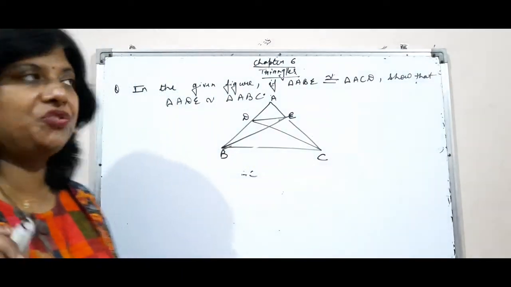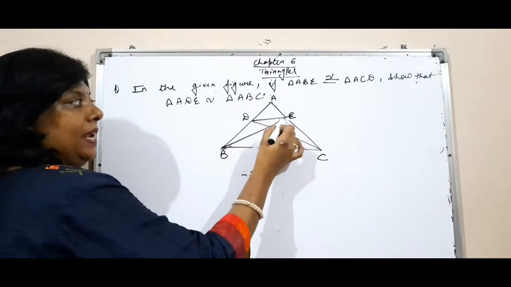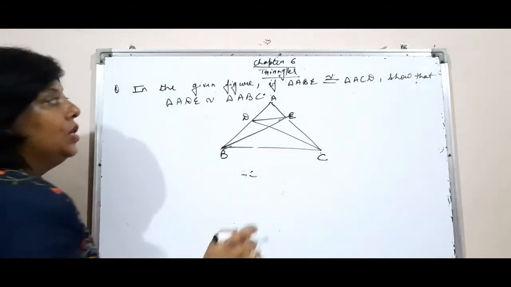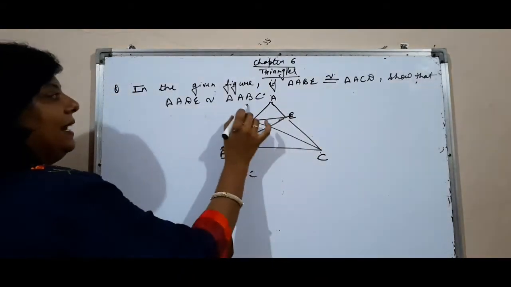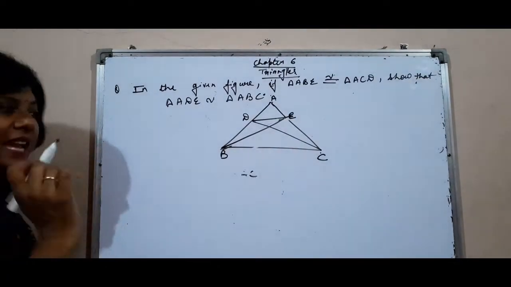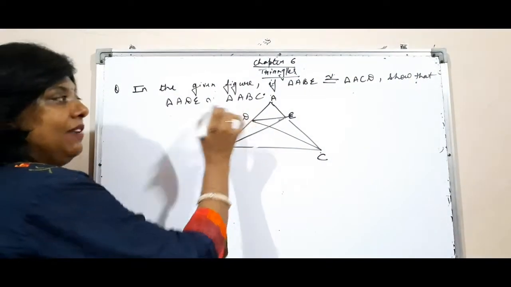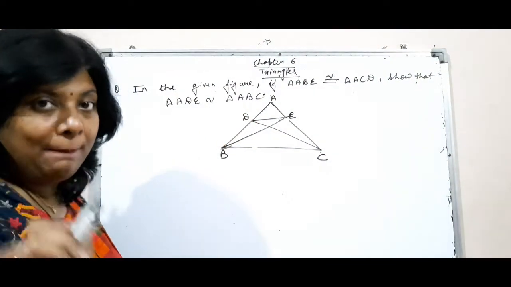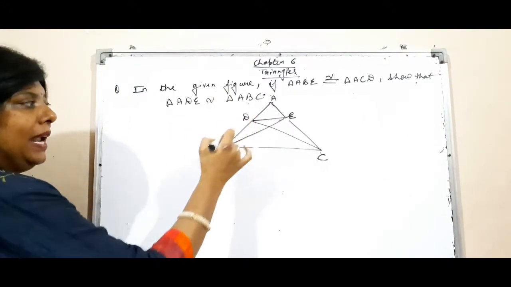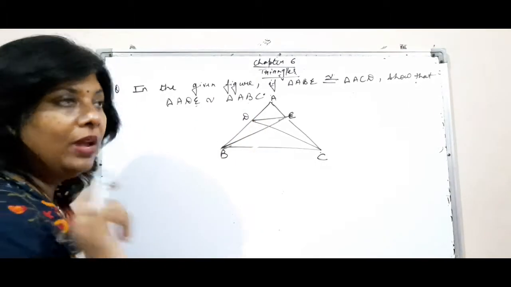Now our next question is: in the given figure, if triangle ABE is congruent to triangle ACD, show that triangle ADE is similar to triangle ABC. Certain things we can learn from our question also. Like this, we want to prove ADE is similar to triangle ABC. It means we have to prove AD upon AB equals AE upon AC. This thing we have to prove.